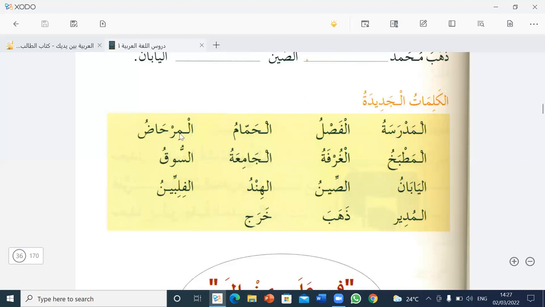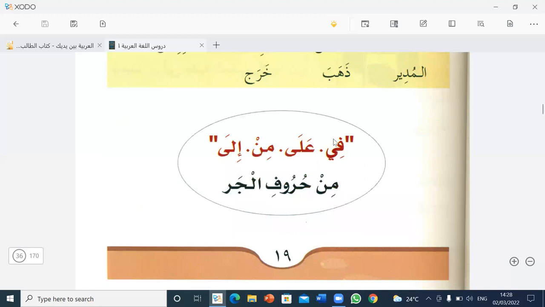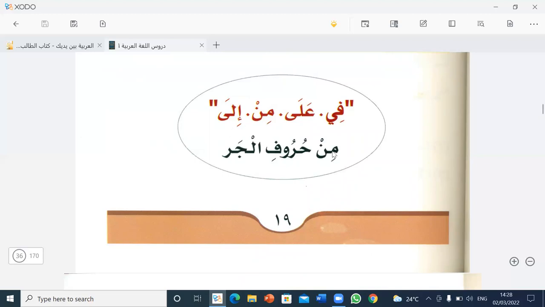Al-Mirhadu. I don't know this, teacher. This one and this one, they are the same. The washroom? This is the washroom. This Al-Mirhadu, the toilet. This is the toilet, Al-Mirhadu, okay. Yeah. Asuku, the market. I think it's the market. Yes. Al-Filipino. Philippines. Yeah. Okay, teacher. So here it is telling you that Ahsanta, fi, ala, min, ila, min, harafut char.